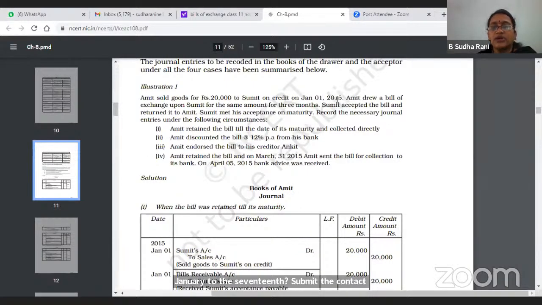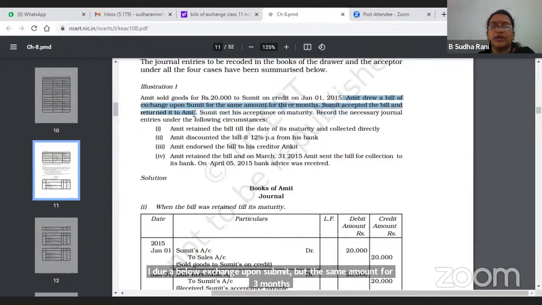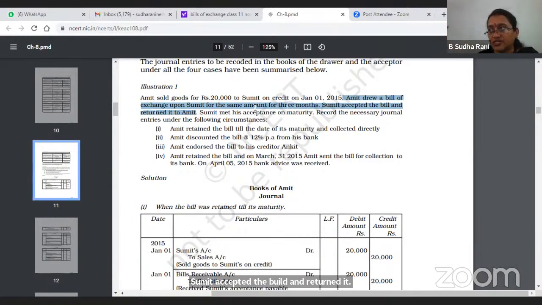After that, what is the next transaction given? Amit drew a bill of exchange upon Sumit for the same amount for 3 months. Sumit accepted the bill and returned it to Amit. These whole two sentences use only one journal entry, but you need to identify 2 points. One, acceptance related. The second, the term of the bill.